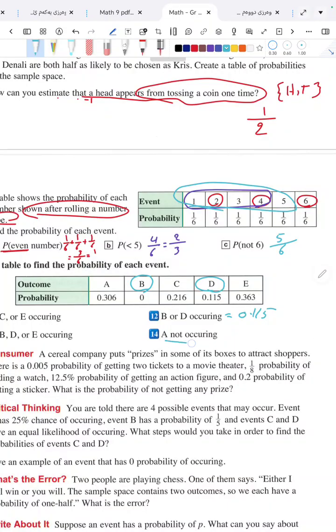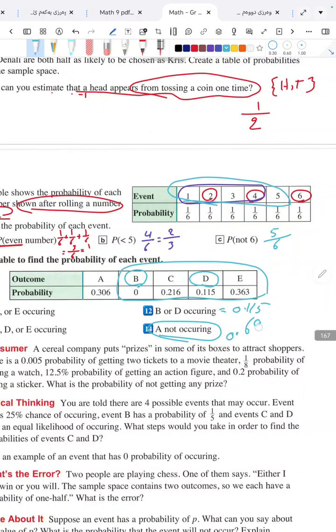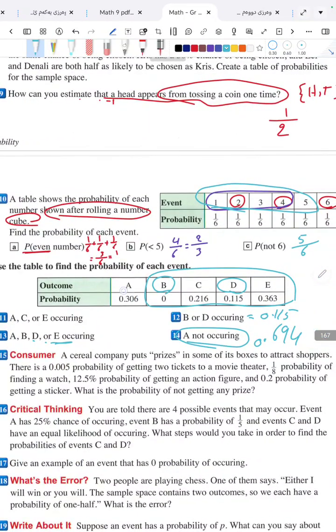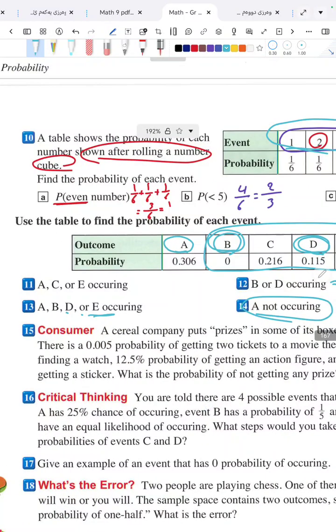Why? Because B is 0.115. Probability of A not occurring, so all of them except A. I'm going to add all of them except A, because they say A is not occurring. When you add them all, it will be 0.694. Then A, B, D, or E. I'm going to add probability A, probability B, probability D, probability E. So all of them except C. When I add them, it will be 0.784.